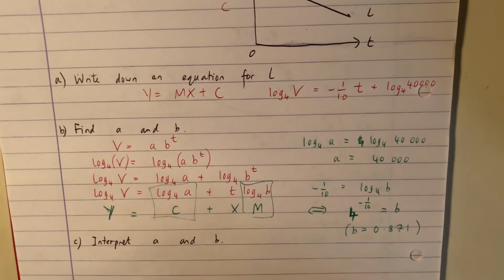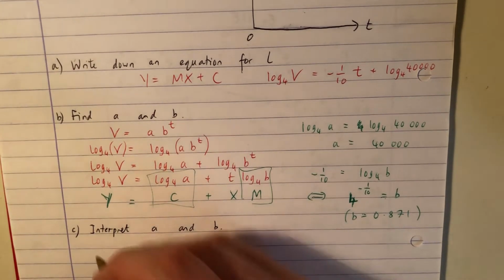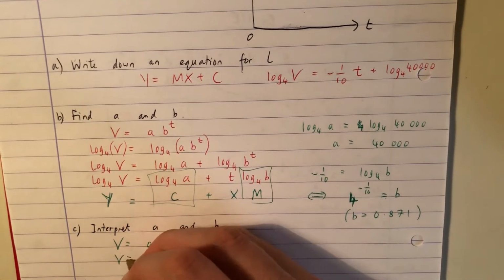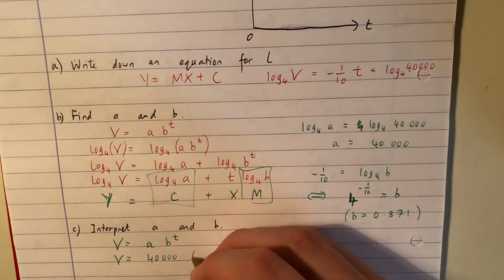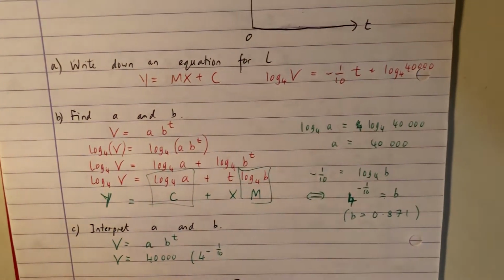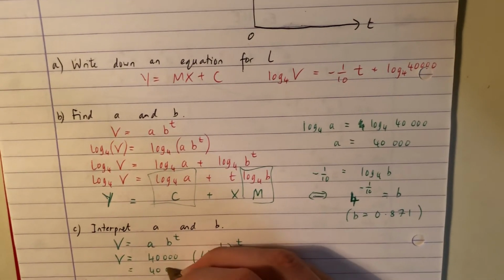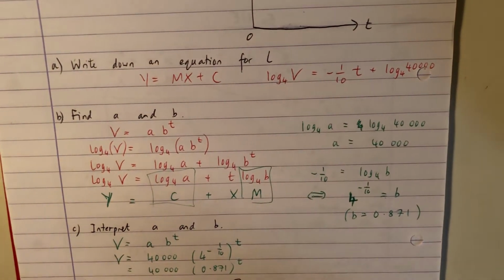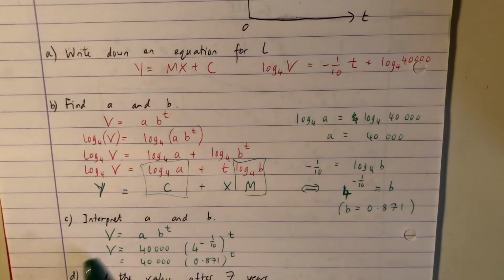Okay, part C, interpret in this context what the values of A and B represent. Now, if you look back at the original model, which was v is equal to a b to the power of t, v is equal to 40,000 and b is this 4 to the minus 1/10 to the power of t, or if you prefer 40,000 times 0.871 to the power of t. Might be easier now for you to work out what the a and b values actually represent.